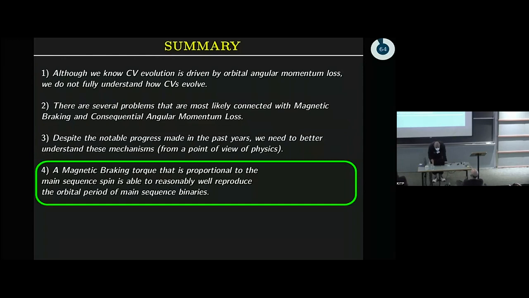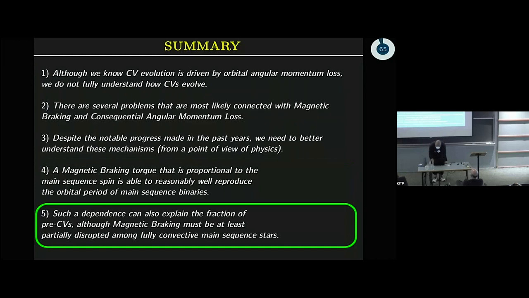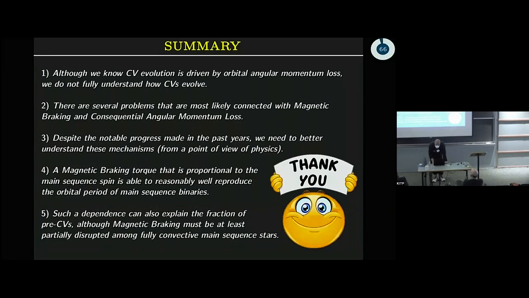So this magnetic braking proportional to the spin of the star can explain not only the main sequence binaries, but also the pre-CVs, but it needs to be stronger and also weaker for fully convective stars. That's all. Thank you very much.